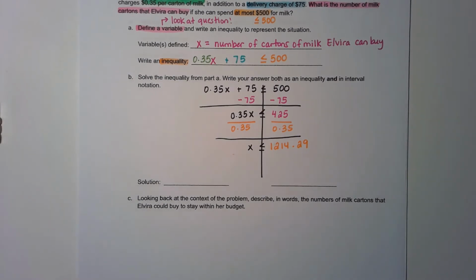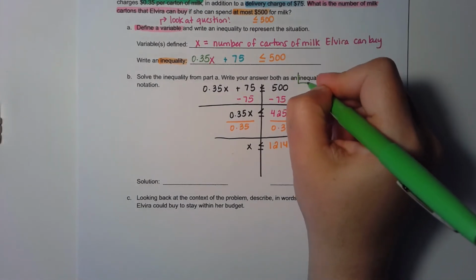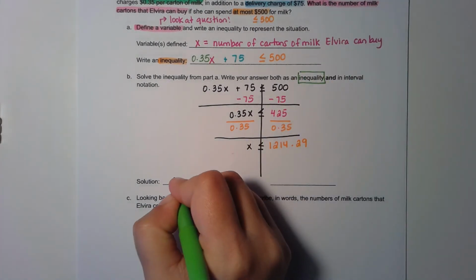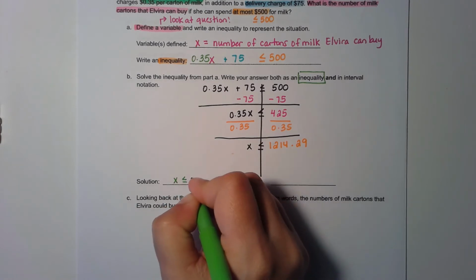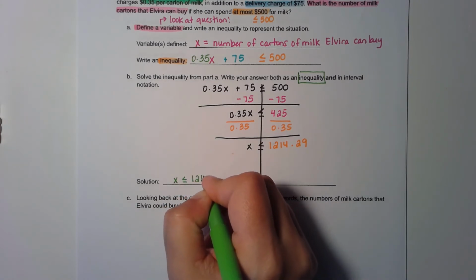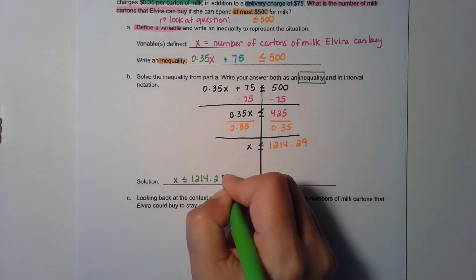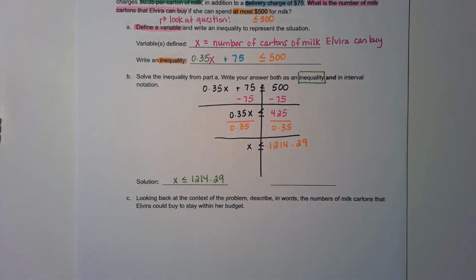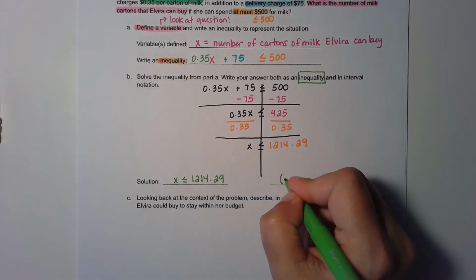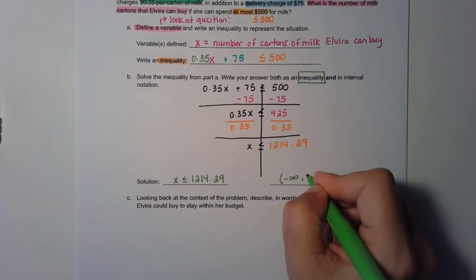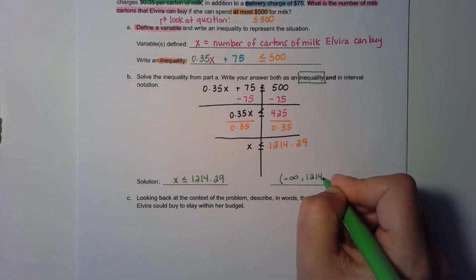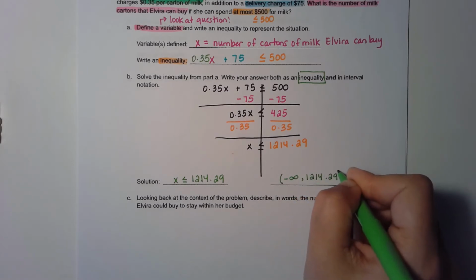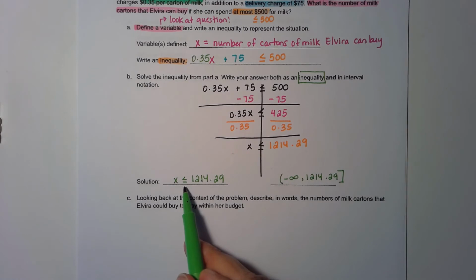Now that means that when I want to write my answer as both an inequality and an interval notation, the inequality of my answer would be exactly what you have here. So x is less than or equal to 1214.29. In interval notation, less than or equal to would be the left side of the graph. We're going smaller. So in interval notation, that would be negative infinity, comma 1214.29, and I'm going to use a bracket here because of the equal to.